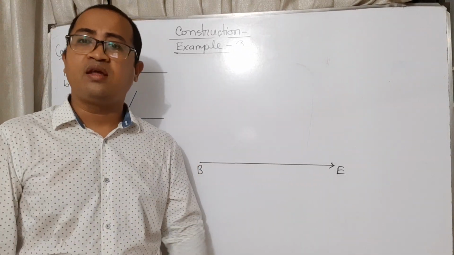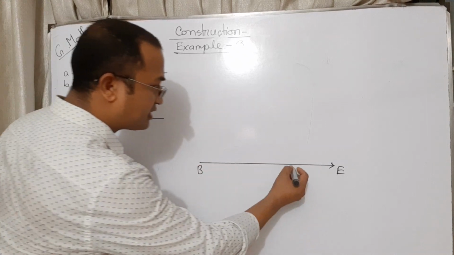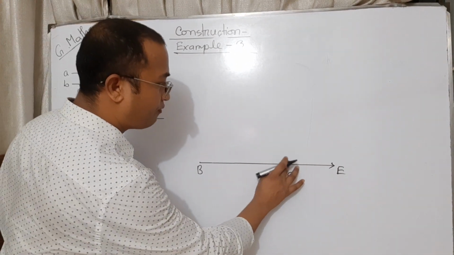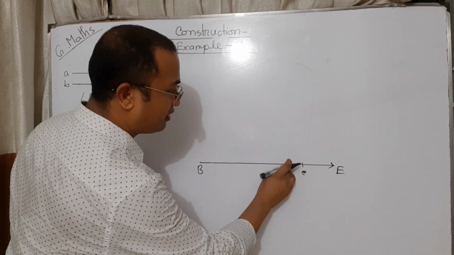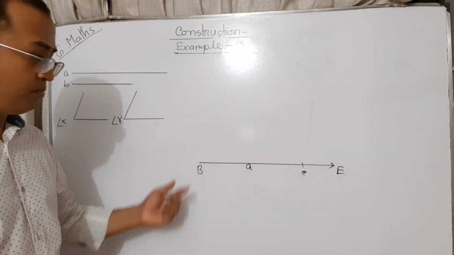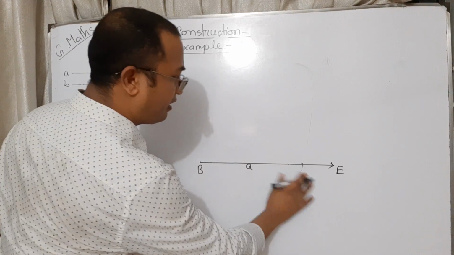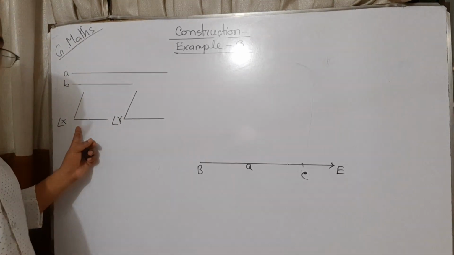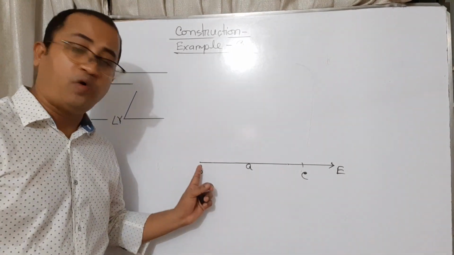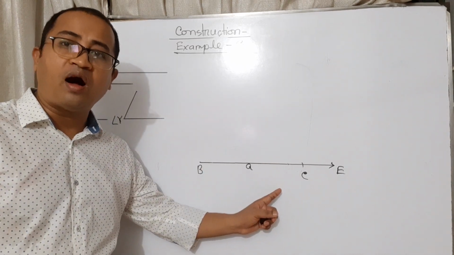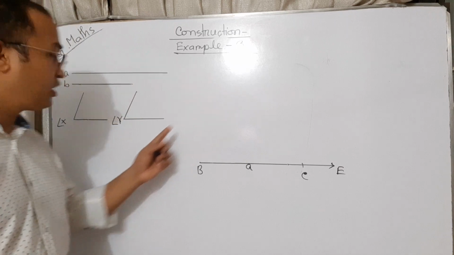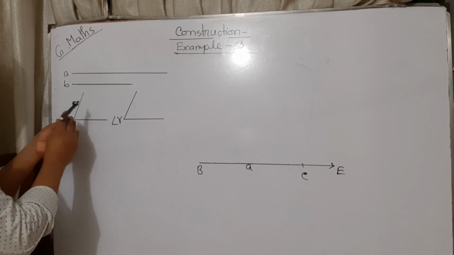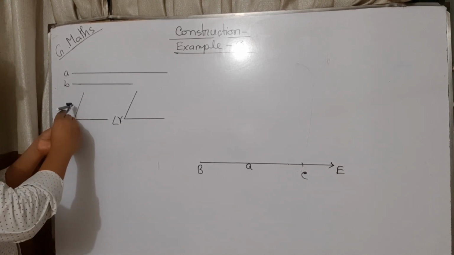Now from any ray BE, we take BC equal to A. Now at the point B, we draw an angle CBF equal to angle X. Again I repeat, at the point B with the line BC, we draw an angle CBF equal to angle X. So I think you know how to draw an angle equal to an angle.